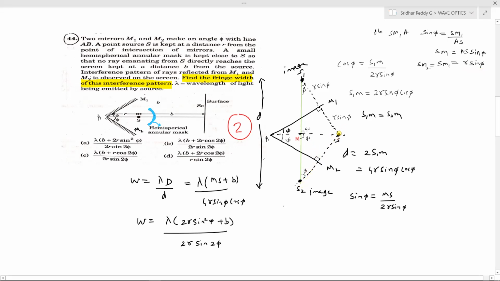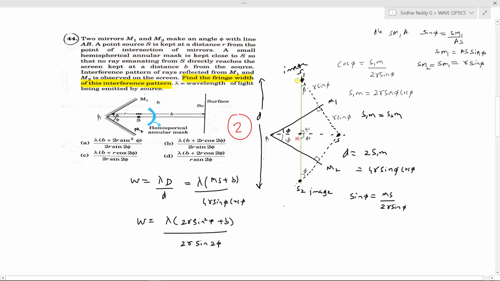Got the idea? So now the mirrors M1, M2 will form the images of S at S1 and S2. Now we'll calculate the distance S1S2. For that, I'll take help of this triangle S1MS. In this triangle, cos phi is equal to S1M by S1S. What is S1S? R sine phi plus R sine phi, 2R sine phi.